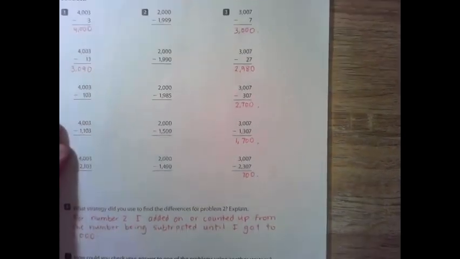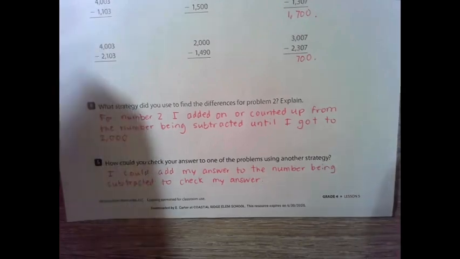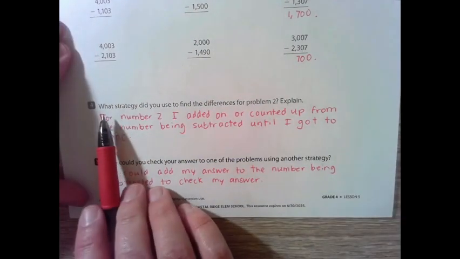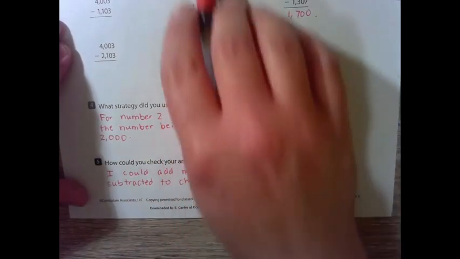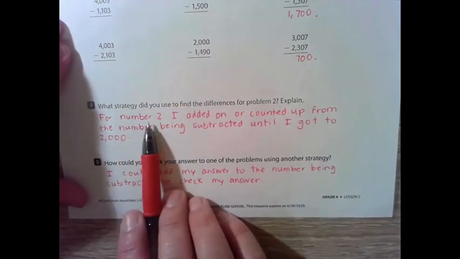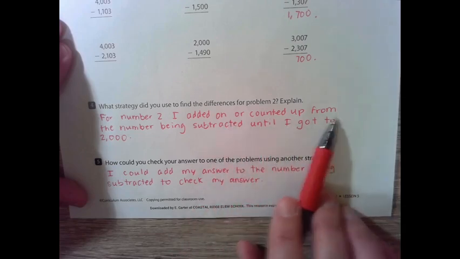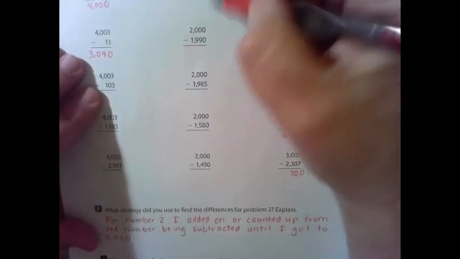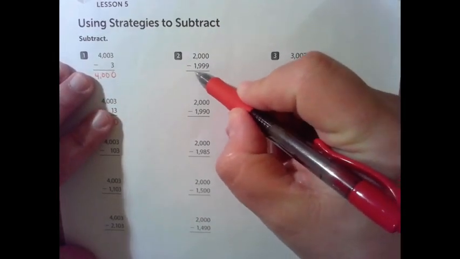And then for number 4, everyone's going to get a different answer for 4 and 5, but here's something I came up with. And again, you may have come up with something different. So it says, what strategy did you use to find the differences for problem 2? So for number 2, I added on or counted up from the number being subtracted until I got to 2,000. For example, here, I started with 1,999, I added 1, and I got 2,000.